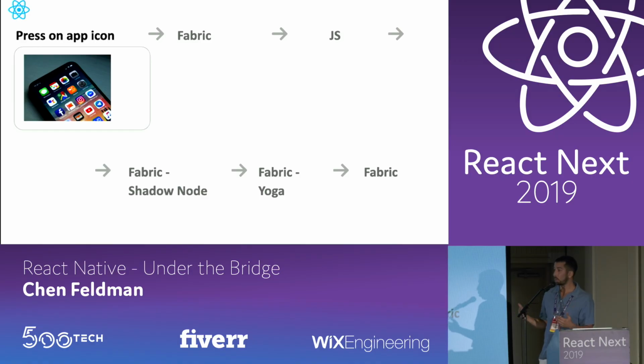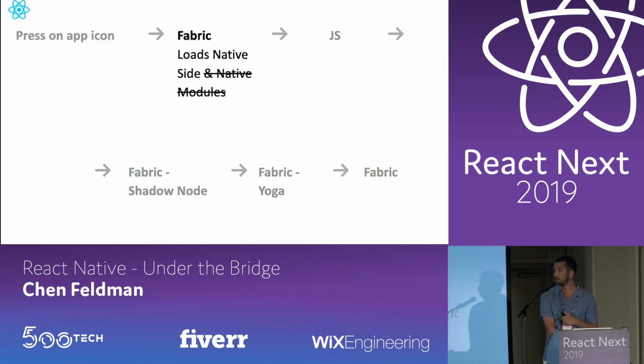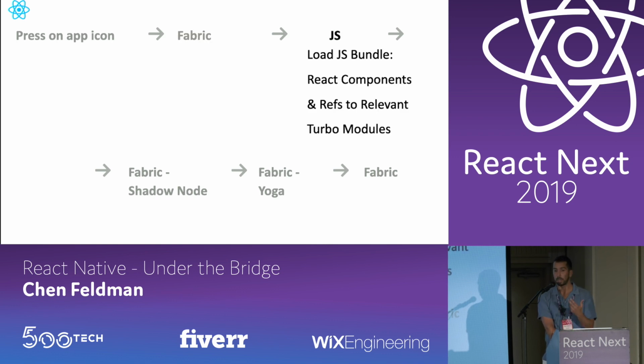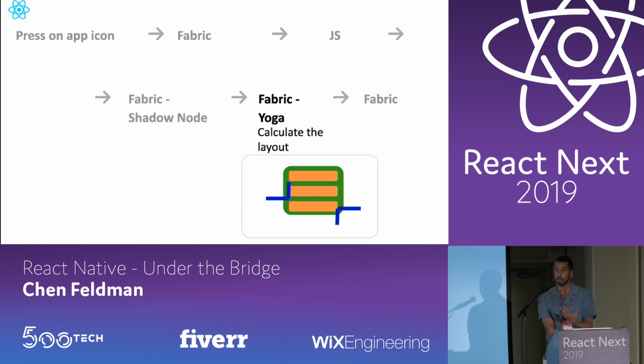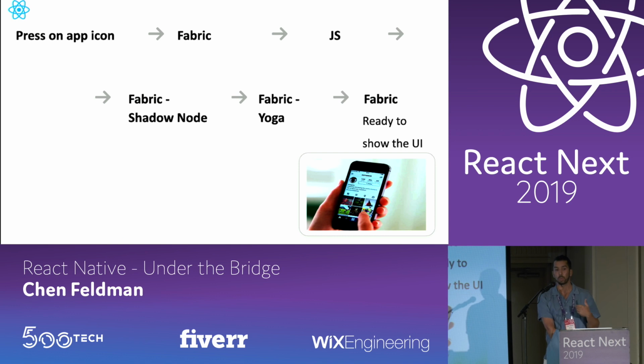So let's discuss again the process that we talked about before. When we want to open an app, what will happen now, generally, of course? You will click on the icon. Now the Fabric side, instead of the UI manager, will load the native side, not the native modules yet. The JavaScript side will do its magic without talking to the bridge. It will load all the React components and relevant Turbo modules. The Fabric side, because JavaScript has a reference to it, will call create nodes without any JSON async request in the native side. It will create the shadow nodes, it will use Yoga to calculate the layouts, and you have the app. Everything is supposed to work a lot faster, smoother, even safer.